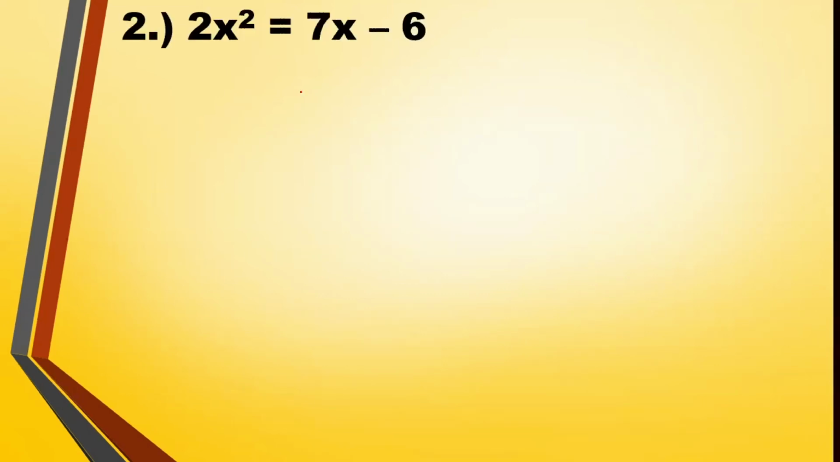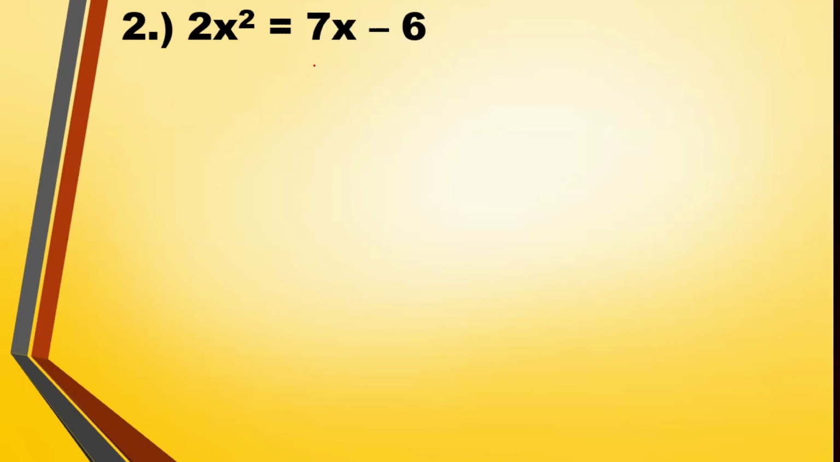We have example number 2, we have here 2x squared equals 7x minus 6. But the question is, is it a quadratic equation or not? What is the highest degree here, or what is the highest exponent here? Squared. When we say exponent, just the squared, let's not include the 2x. Because it has an exponent of squared, it means it is a quadratic equation.